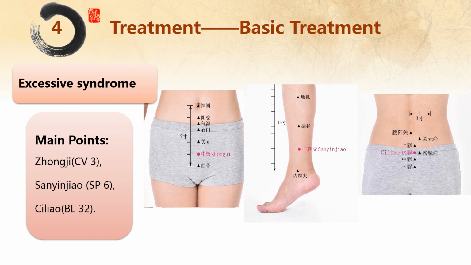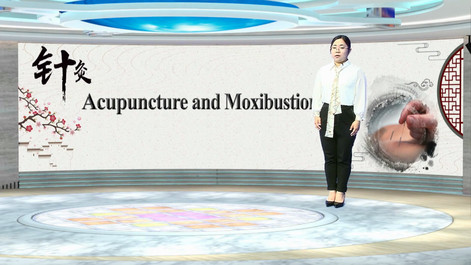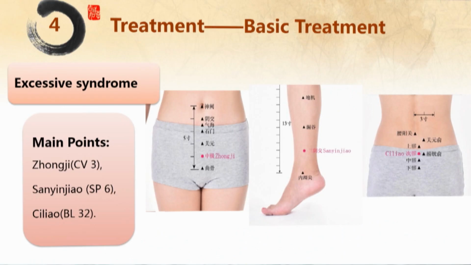The main points include 中极, 三阴交 and 次髎. 中极 serves to regulate qi in the thoroughfare vessel and conception vessel. 三阴交 is to remove obstruction from the meridians and the spleen. 次髎 is an empirical point for dysmenorrhea. The location of acupoints has been introduced in the previous class and will not be introduced in detail in this lesson.